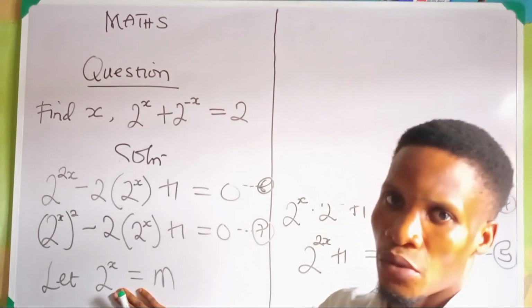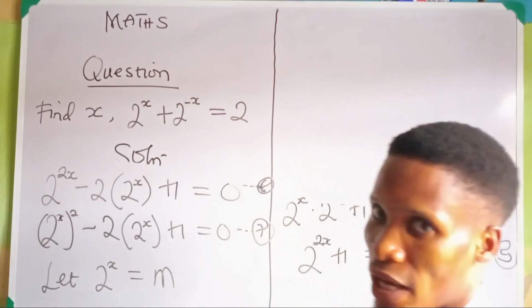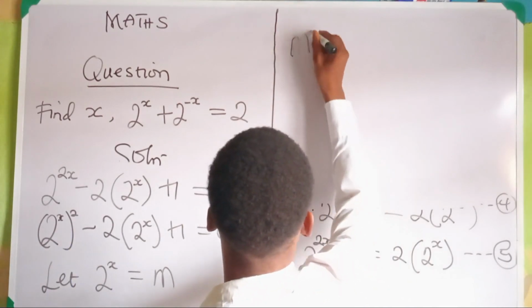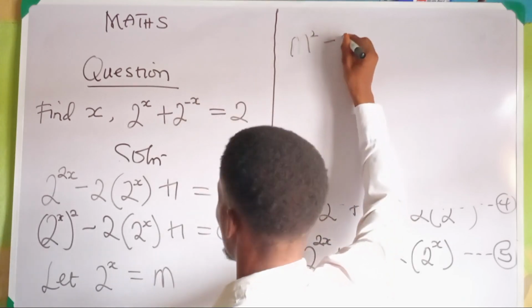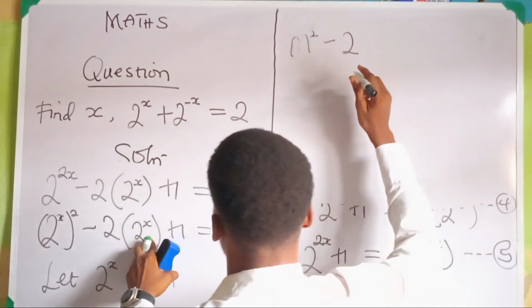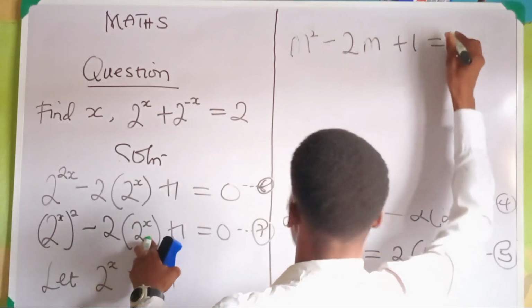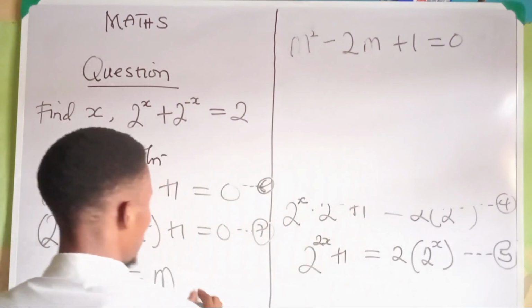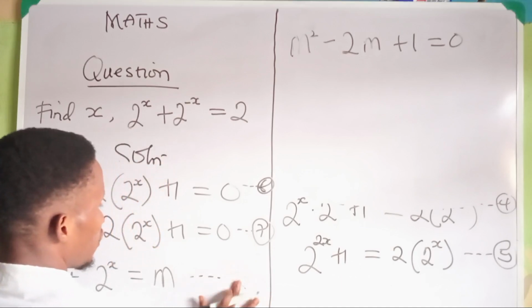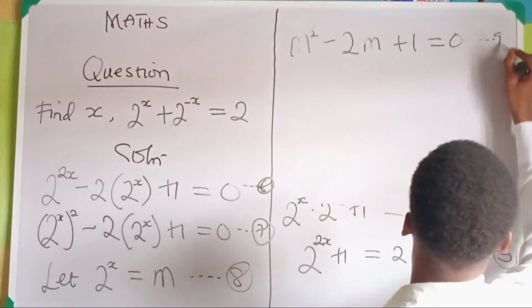Now you do substitution. Whatever you see 2 raised to the power s, you substitute it with m, and that will give us m squared minus 2 times 2 raised to the power s, which is 2m, plus 1 is equal to 0. That's the equation, let's call this equation 7. Okay, equation 8, let it stand on its own, and this is equation 9.